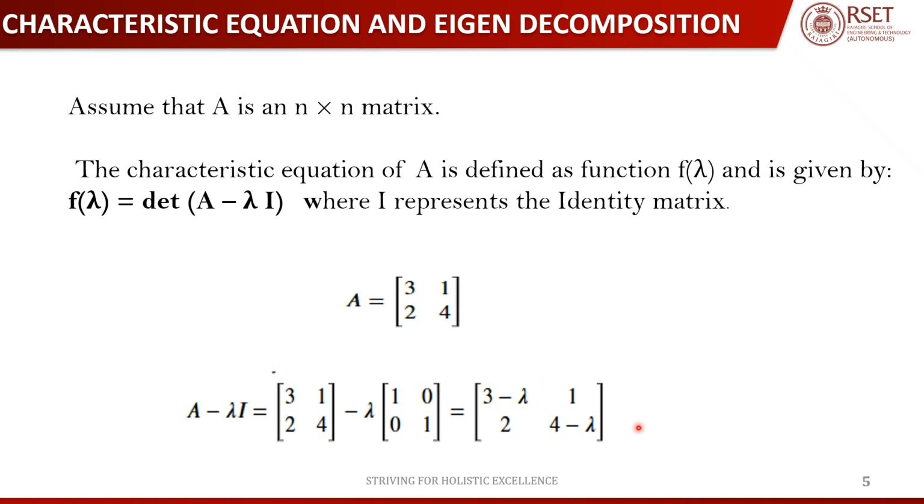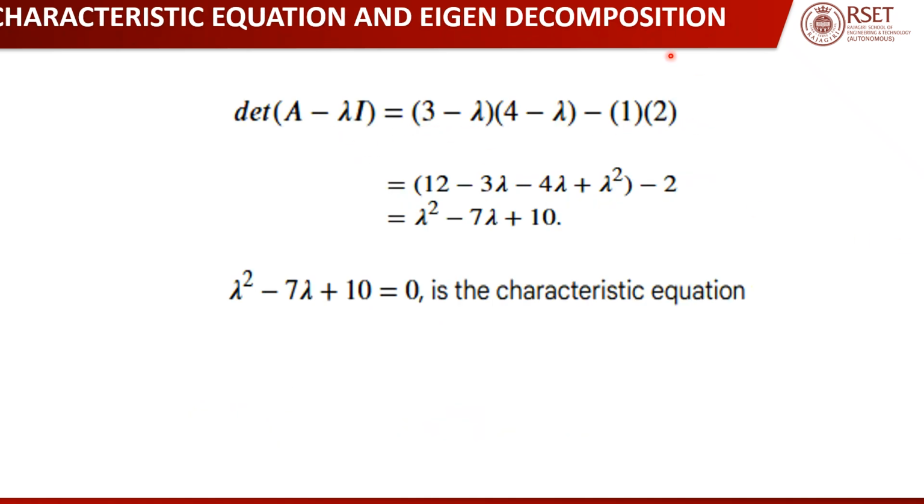So this particular A minus lambda I will be a matrix, and taking the determinant of this particular matrix will give you the characteristic equation. So what is the determinant of this particular A minus lambda I? That is 3 minus lambda into 4 minus lambda minus 1 into 2. So yeah, here is the determinant.